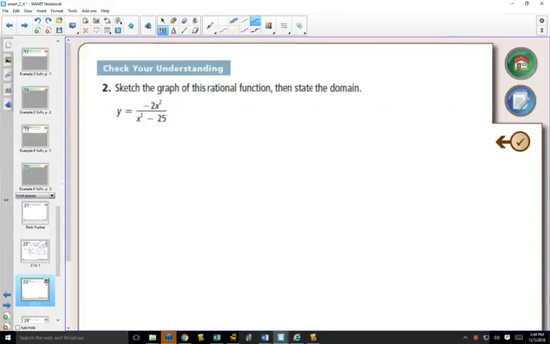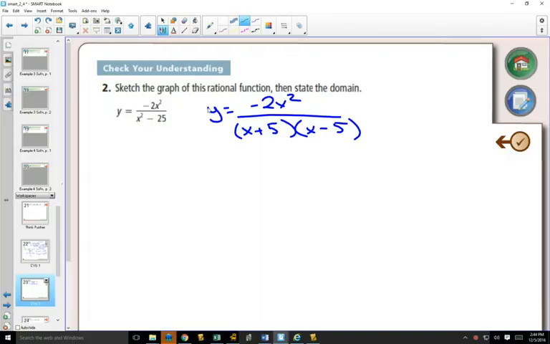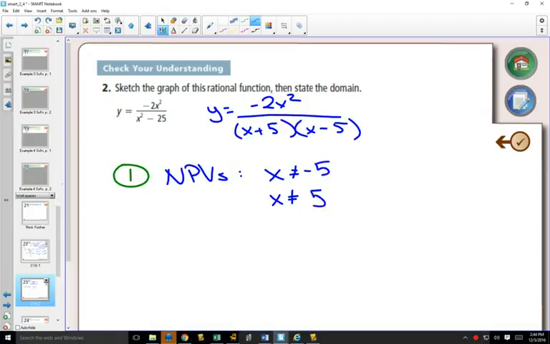Second one, again, start off by factoring things completely. Bottom is a difference of squares. First thing we look at is our non-permissible values. X can't equal -5, and x can't equal 5. Vertical asymptotes or holes? They'll both be vertical asymptotes. One at x equals -5, the other at x equals 5.